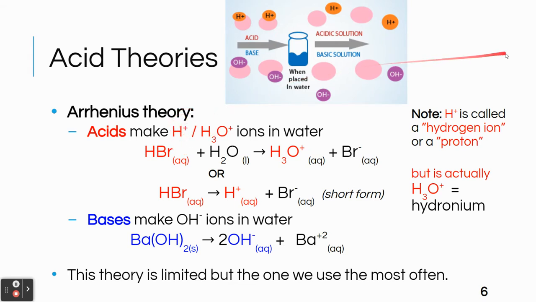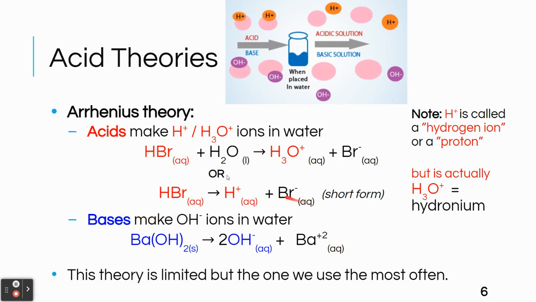H+ is actually a hydrogen ion or a proton, but when it does exist in the solution, it's going to be as H3O+, which we call hydronium. That's the short form for hydronium. Here we can see an acid, HBr(aq). When you put it in water, it's going to form H3O+. The H from the HBr goes to the H2O, that becomes H3O+, and then you have some Br- swimming around as well. But that's what makes this an acid: the fact that it increased the concentration of H+ or H3O+ in solution.